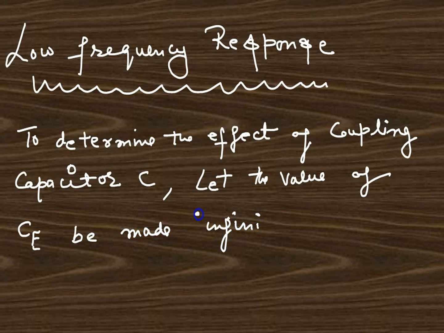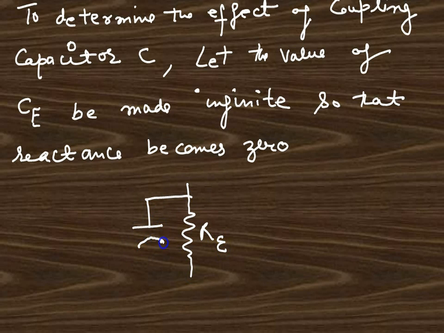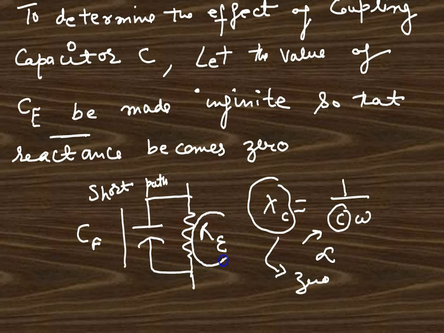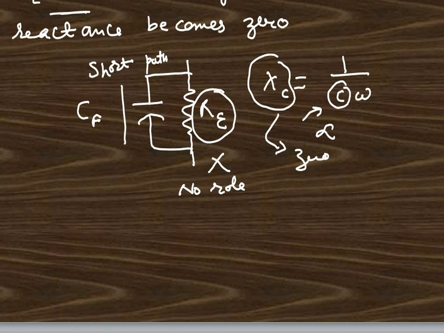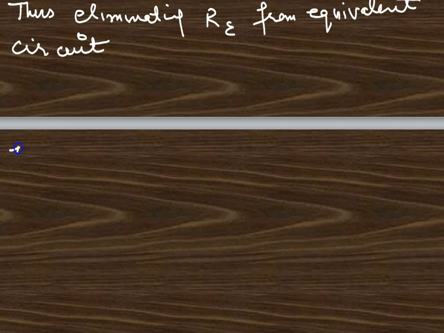What we are doing is taking this bypass capacitor's capacitance as infinity. If the capacitance is infinity, the reactance becomes 0, because XC equals 1 over C omega. If CE tends to infinity, then this reactance tends to 0. That means a short circuit across RE. If it is a short circuit, then there will be no role of RE, because all of the current will pass through the short circuit. Thus there is no role of RE in the equivalent circuit. We will not show RE in the equivalent circuit now.